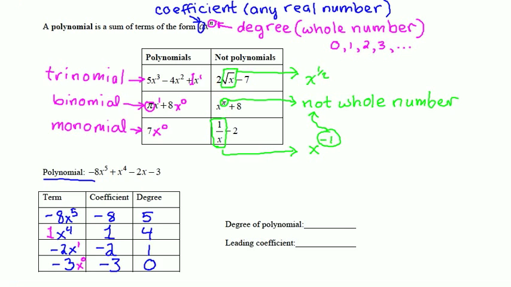The degree of the polynomial and the leading coefficient of the polynomial are both determined by what's called the leading term of the polynomial. The leading term is the term that has the highest power. So the term that has the highest power determines the degree of the polynomial. This is a degree 5 polynomial, and the leading coefficient, the coefficient of that term, is the leading coefficient of the polynomial.